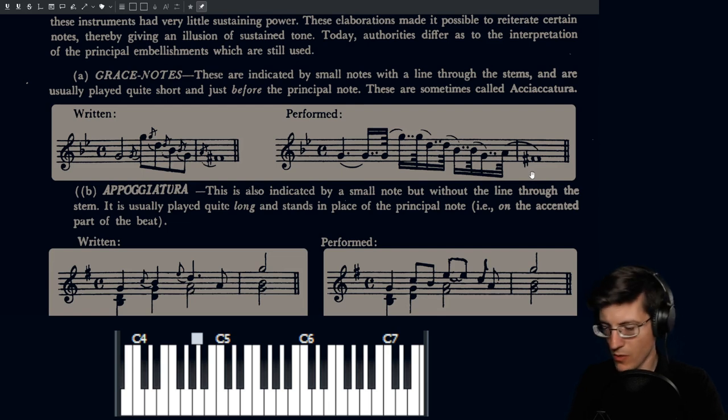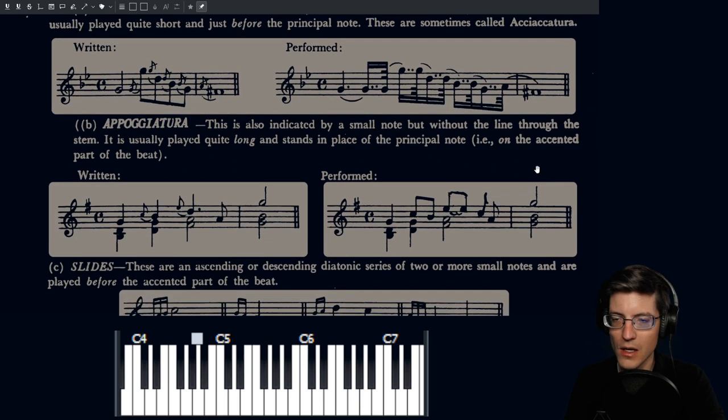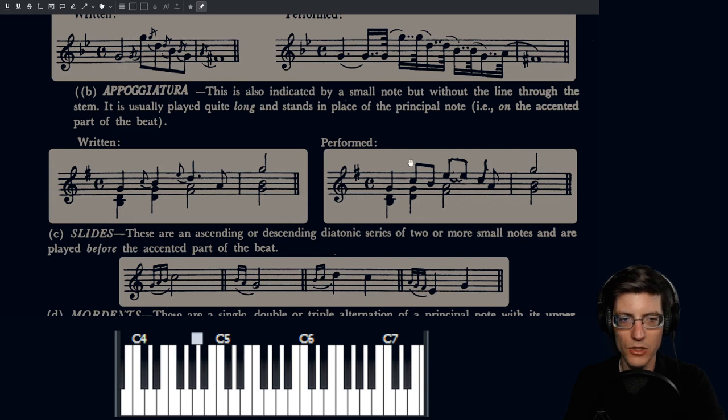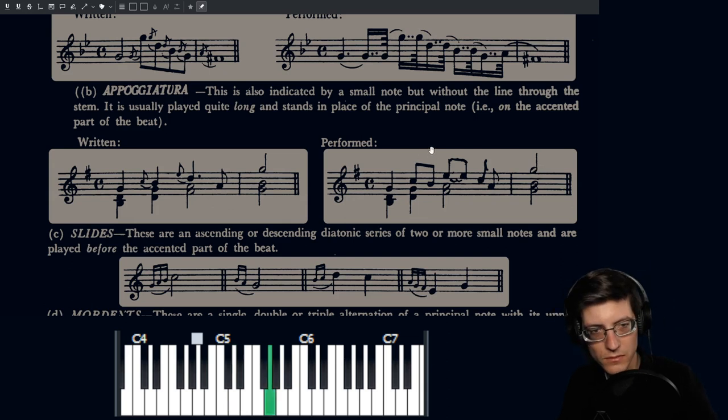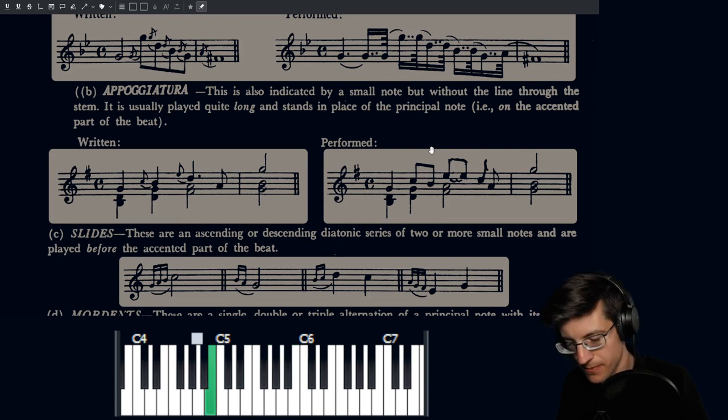Okay. So those are your grace notes. And then appoggiatura, this is also indicated by a small note, but without the line through the stem. It is usually played quite long and stands in place of the principal note, i.e. on the accented part of the beat. So if you have the appoggiatura, so that's your appoggiatura.